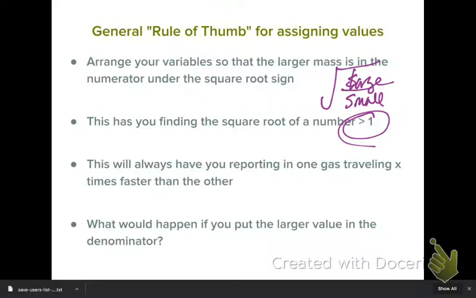If you have a value greater than 1, you can say gas A is traveling this many times faster than gas B. Otherwise, you'd have to say gas B is only this fraction of the rate, or slower than gas A. So it's easier to report a value greater than 1. If you put the larger value in the denominator, you come up with a value less than 1 that you have to find the square root of.